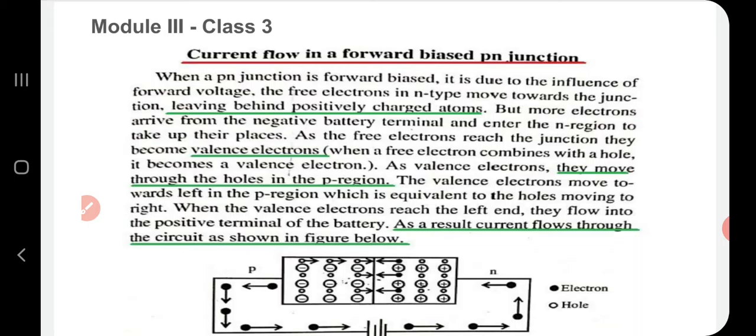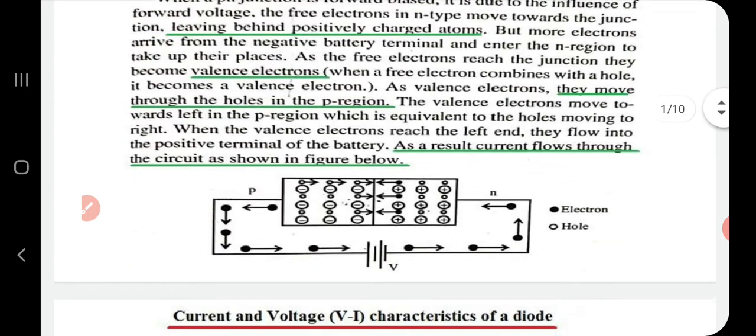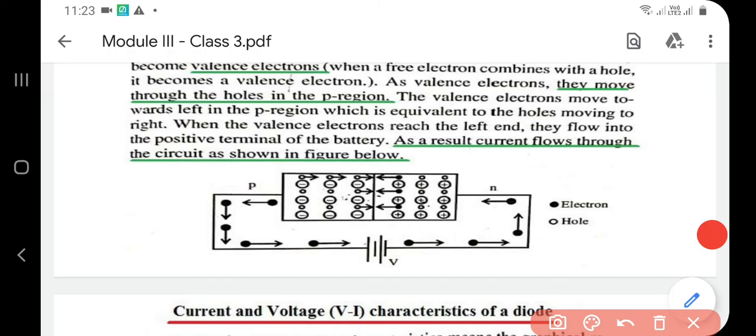So when a PN junction is forward biased, first of all, the electrons, that is the majority charge carriers of the N region, will move towards the junction, leaving behind positively charged atoms. So there will be a deficiency of electrons, and that vacancy will be filled up by another electron that enters into the N region from the negative terminal of the battery. So once an electron moves from the N to the P region, that vacancy is filled by another electron that enters into the N region from the negative terminal of the battery. So this loss of electrons is continuously replenished.